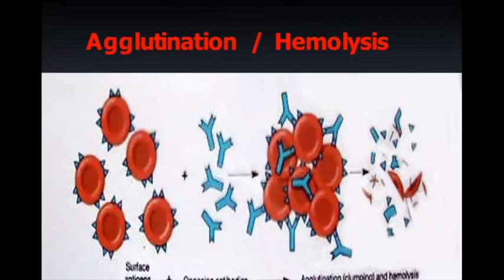Now, there are only two results in immunohematology, which are agglutination and hemolysis. Agglutination may happen when a surface antigen meets an opposing antibody. Agglutination is the clumping, hemolysis is the breaking or the shrinkage.